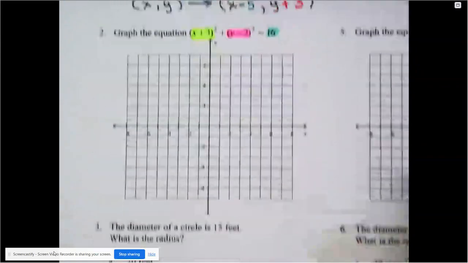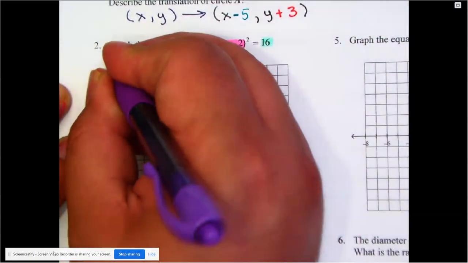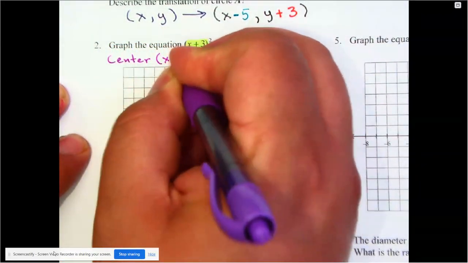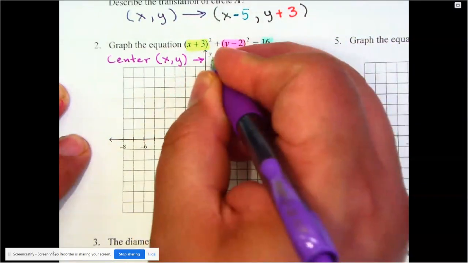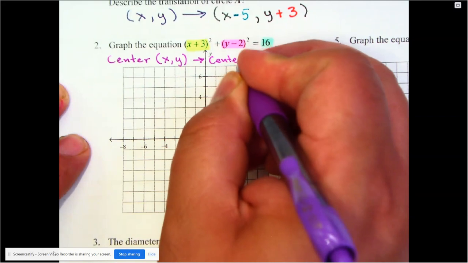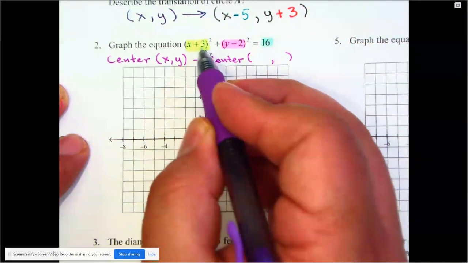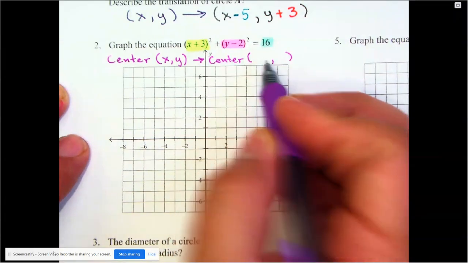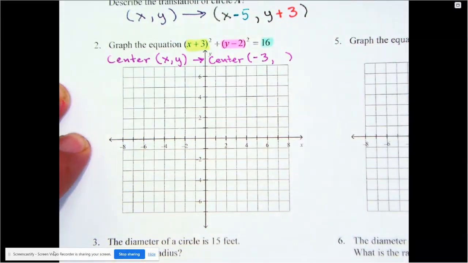So I'm going to go here. And when I'm looking for my center, we have to keep in mind, the center is basically an x and a y. So for this problem, my center is, well, let's see. It says x plus 3. But what we mentioned in class is that doesn't mean I'm going to put a positive 3. I'm going to put a -3. We have to think opposite.